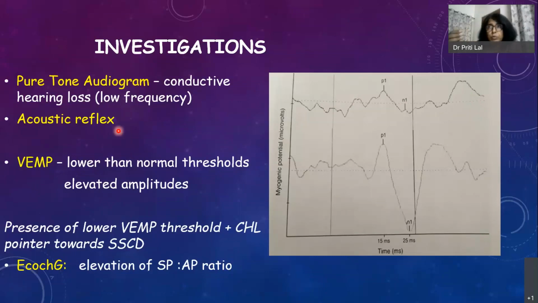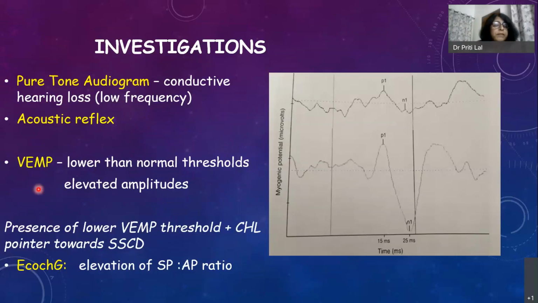Now, in otosclerosis, we have conductive hearing loss, but the acoustic reflexes are absent. While in semicircular canal dehiscence, there will be a conductive hearing loss with an intact TM, but the acoustic reflexes are present. So in each case where we get a conductive hearing loss and the tympanic membrane and the middle ear appear all right, we should do an acoustic reflex test before we take up the patient for surgery in order to avoid any surprises.